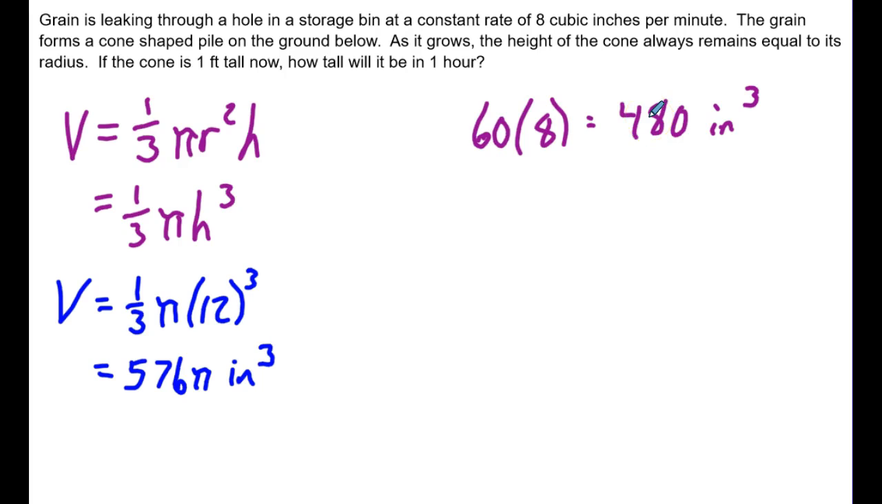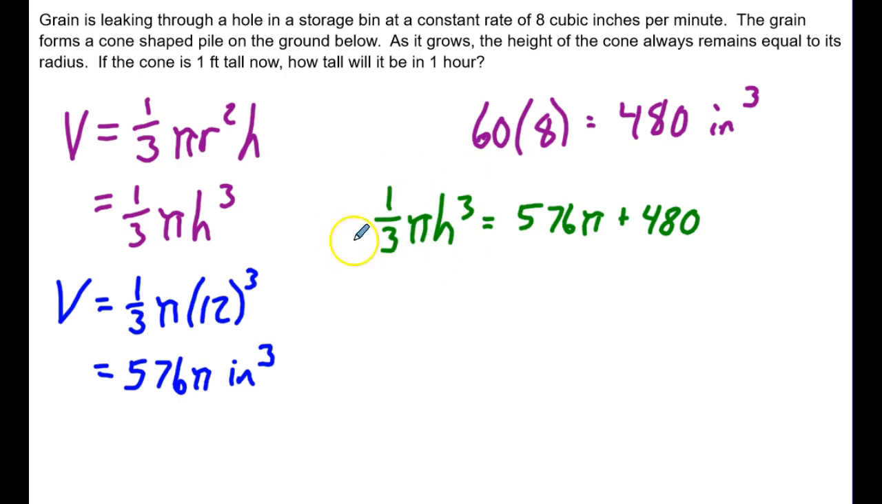So we can set up an equation to solve for the height of the pile. If we take how much there currently is, plus how much is added in the next hour, we can set that equal to our expression and solve for h. So we set our expression for the volume 1/3 pi h cubed equal to the amount we started with in the pile plus the amount we know is going to be added in the next hour. Now all we have to do is use algebra to isolate and solve for h.